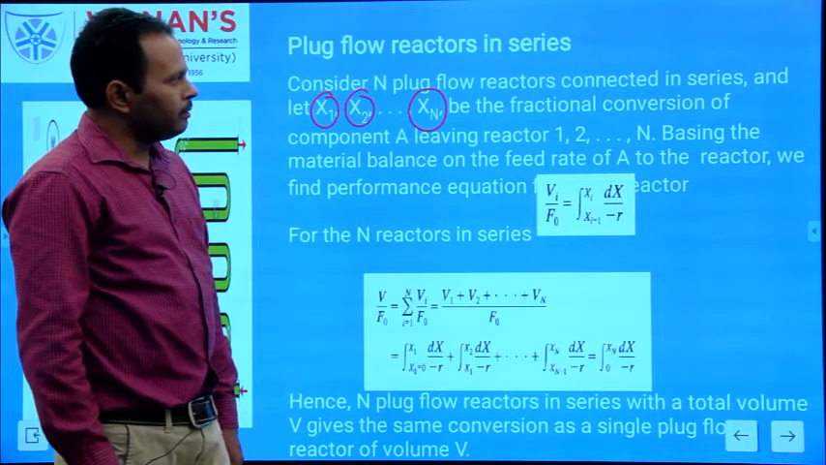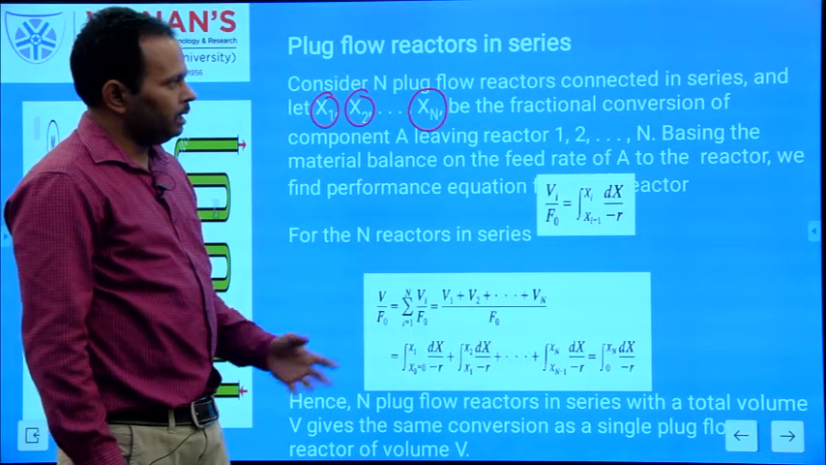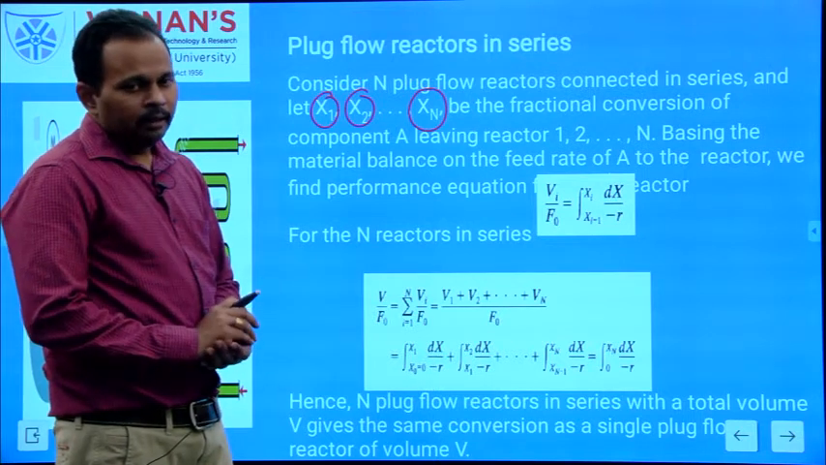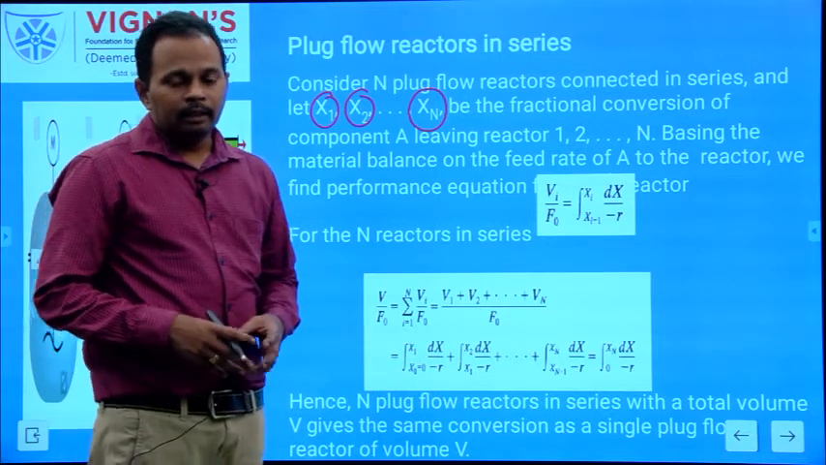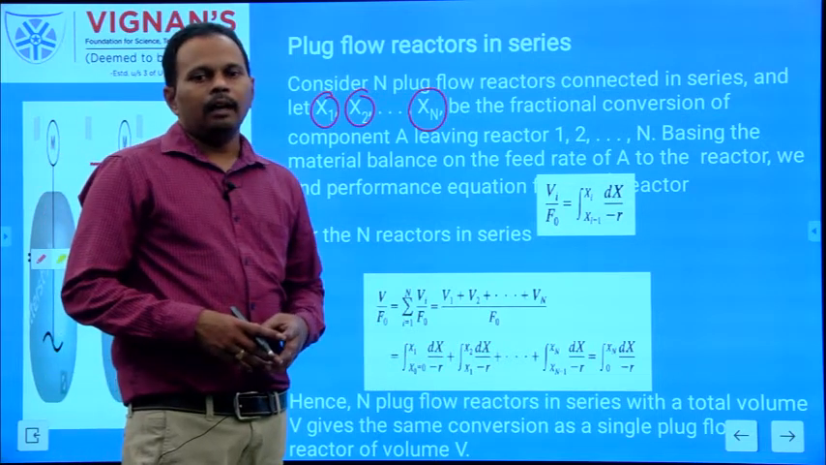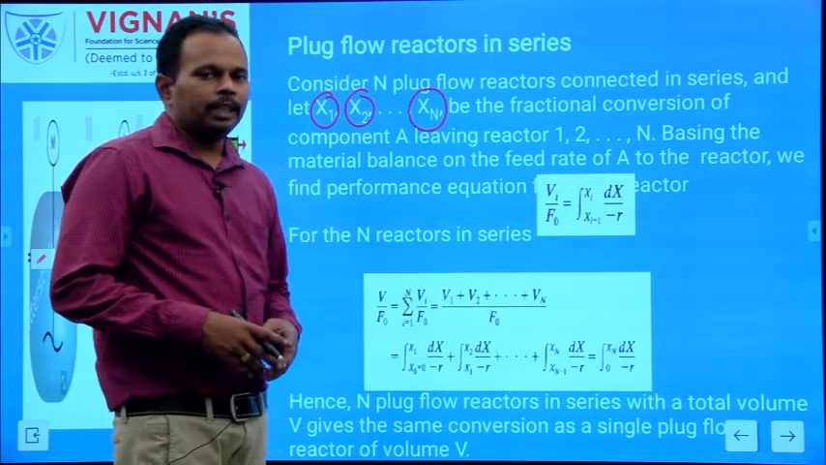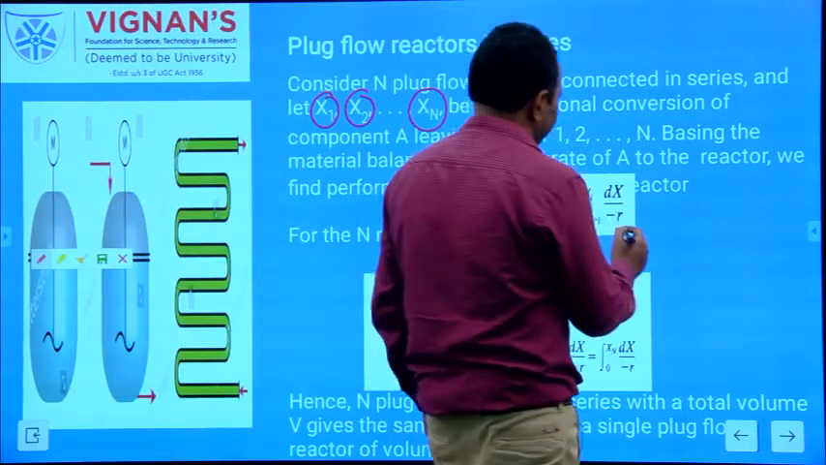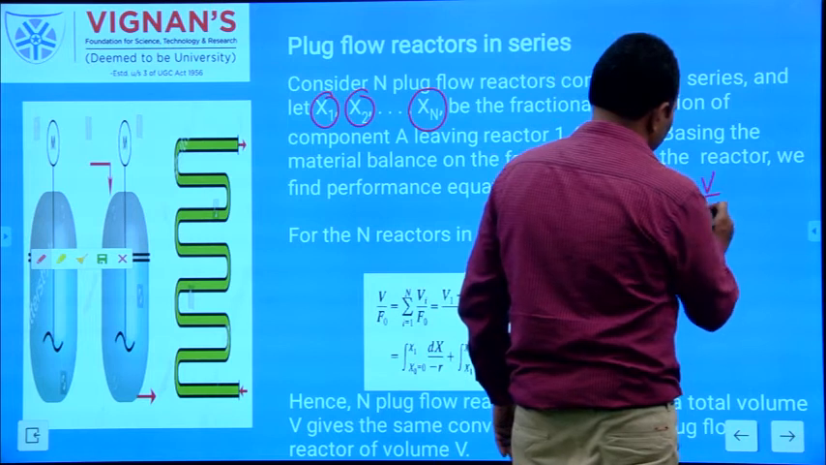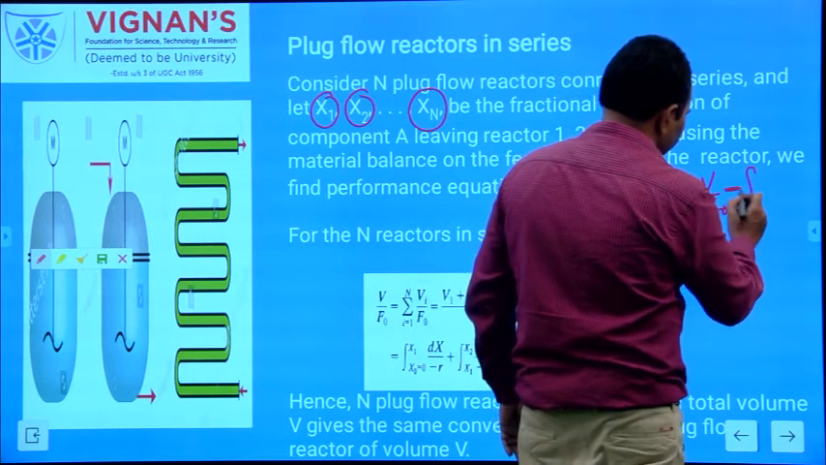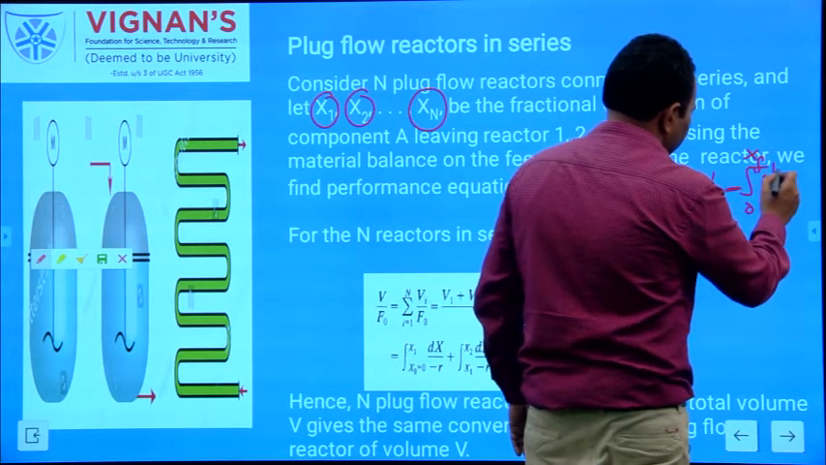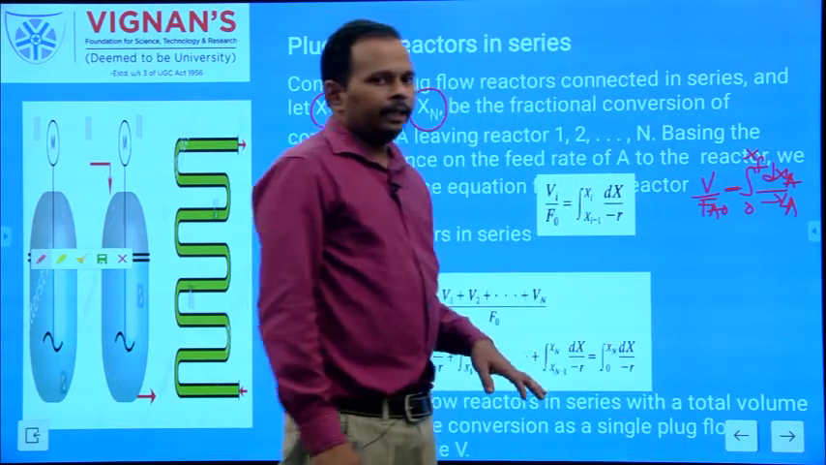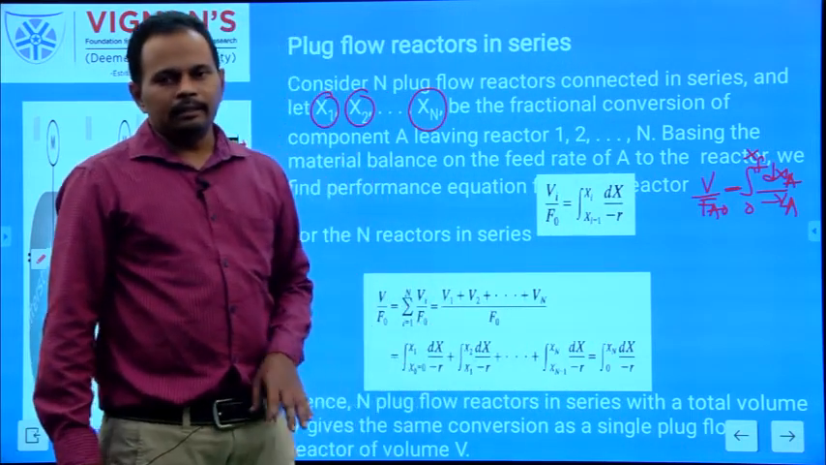Based on the material balance of the reactant A within the reactor, we already developed the performance equation for one PFR. With the help of this, you can write the performance equation for the ith reactor. Earlier we got the performance equation for PFR as V by FA naught equal to 0 to XAF, the final conversion, dXA by minus RA. Just now we derived this equation. From this, when you take n PFRs in series, you can write this equation for the ith reactor.